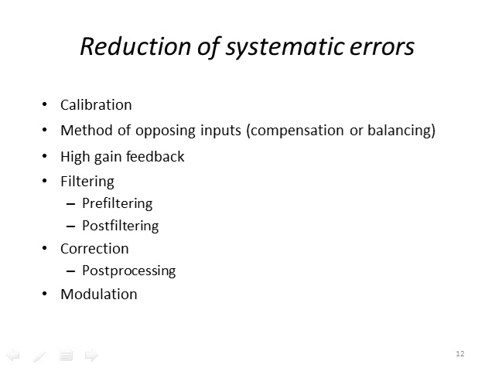The reduction of systematic errors, some methods include calibration. Calibration is the measurement of the output for a range of inputs, looking at the response, making a black box transfer function for this system, and then we can find ways to correct for any systematic errors. Another method of imposing inputs is compensation or balancing. This is where we use a bridge. High gain feedback can be used to cancel systematic errors in the system. Filtering: electrical filtering of the signals, both pre-filtering and post-filtering. Just correction: post-processing the data, correction of the output.